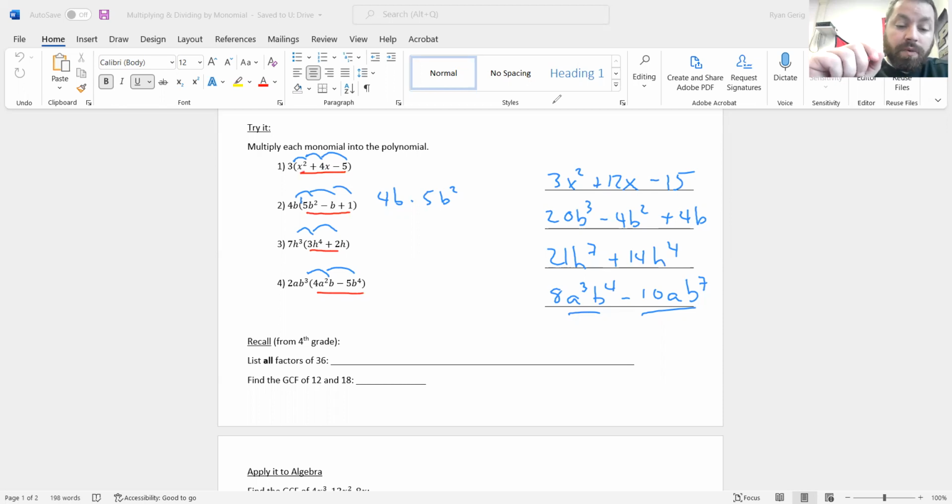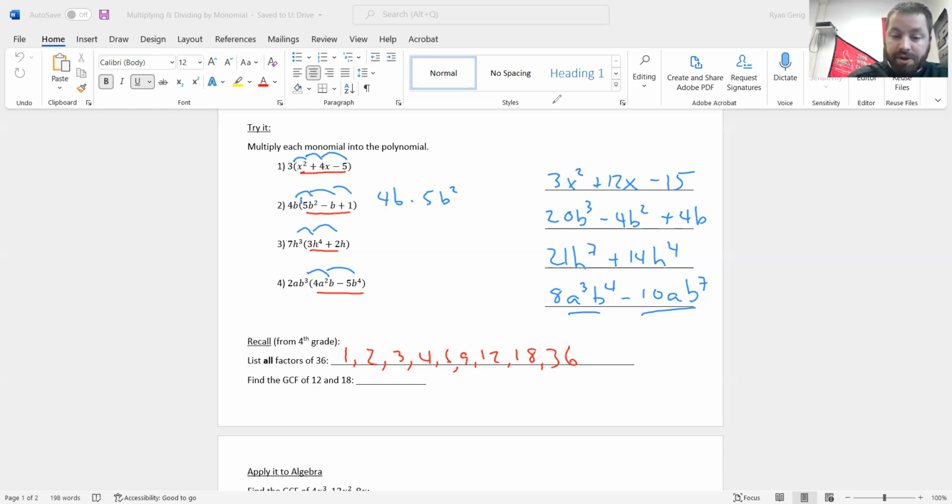Okay. From 4th grade, so yes, we're going way back, list all factors of 36. So I'm going to go factor pairs. So 1 and 36, I'm going to kind of space them out like this. 1 times 36 is 36. 2 goes into 36 18 times. 3 goes into 36 12 times. 4 goes into 36 9 times. 5 does not go into 36, and 6 does 6 times. And there's your factors.